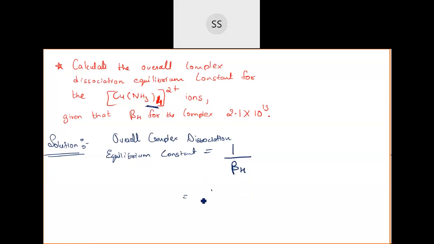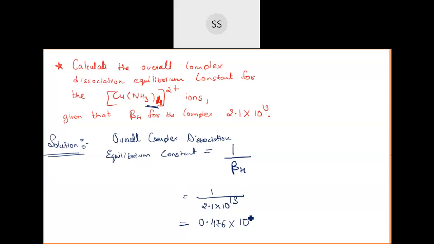So your 1 divided by beta 4 values anyways they have given, that is 2.1 into 10 to the power 13. So you divide 1 by 2.1. Just divide and see how much you are getting when you are dividing 1 by 2.1. I think you will get something as 0.47. Yes, 0.476, correct.